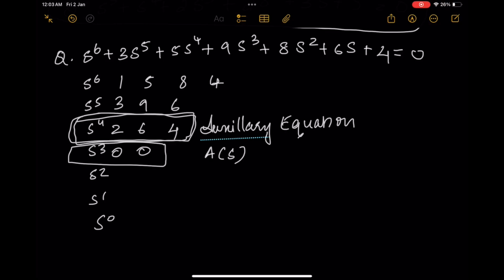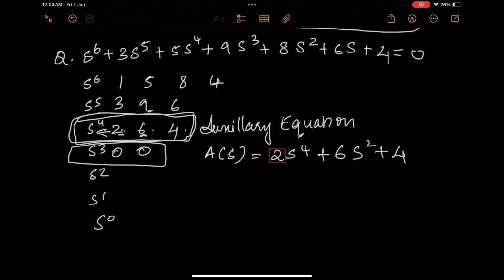It starts with s raised to 4. So I'm going to write it like 2s raised to 4. The first term is s raised to 4. And the second term will be, as we had written in a zigzag pattern, if this is s raised to 4, then this might be s raised to 3, and this might be s raised to 2. So I'm writing 6s raised to 2. Similarly, all the terms in this particular row are even powers. So s raised to 4, s square, and s raised to 0. So that will be just 4. Okay, I have written the auxiliary equation.